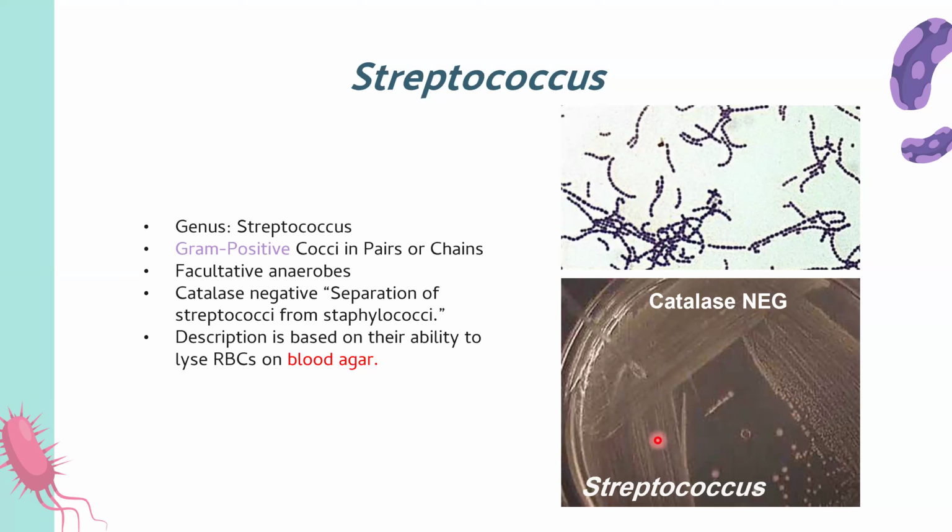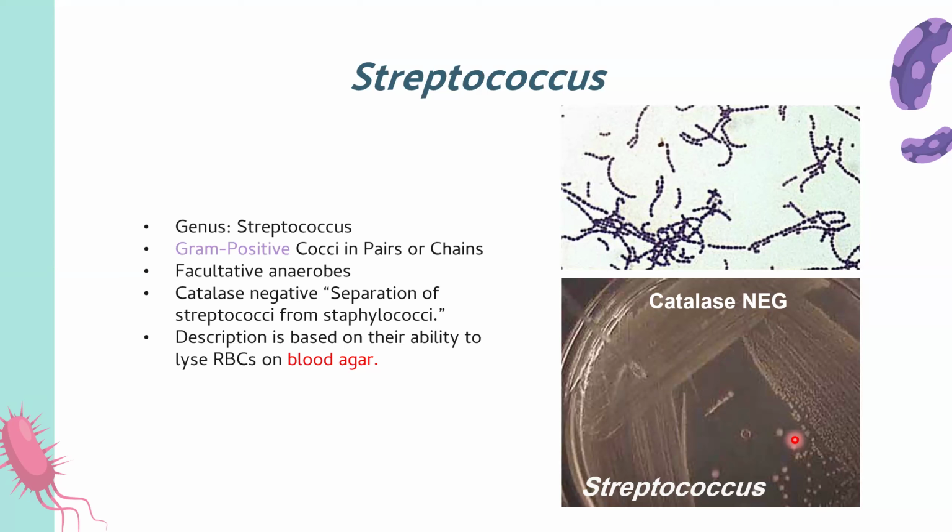Notice how we don't see any of that frothy appearance that we saw with staph species. We don't see that bubbling, right? So for streptococcal species, in order for me to tell the difference between them, what I need to do is culture them on blood agar. If I culture them on blood agar, what are the three outcomes that I might get? Alpha, beta, and gamma, right?